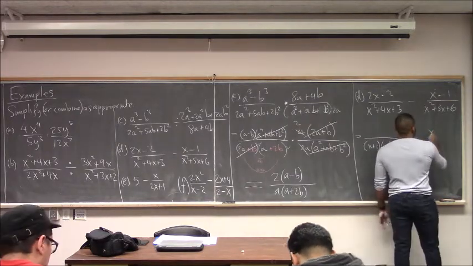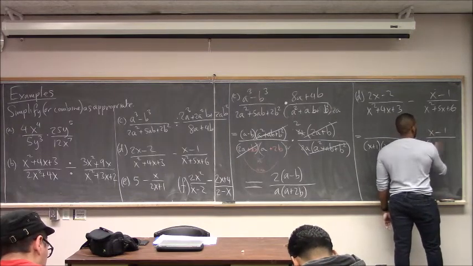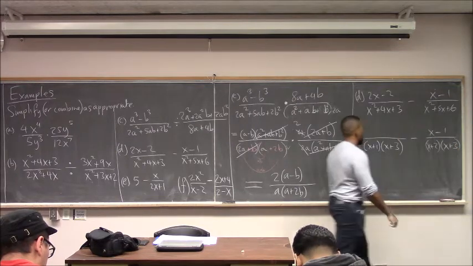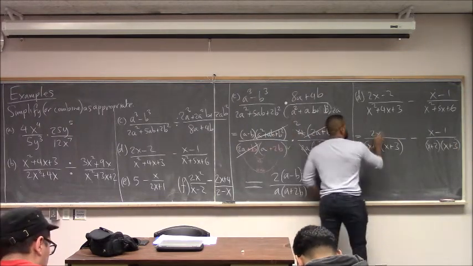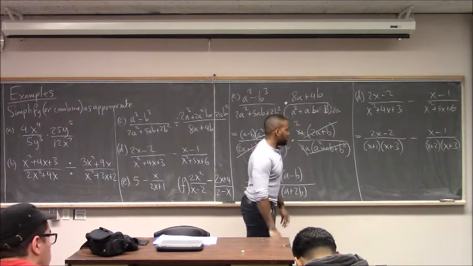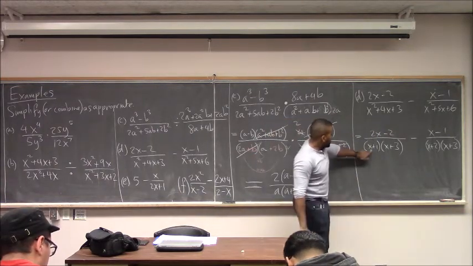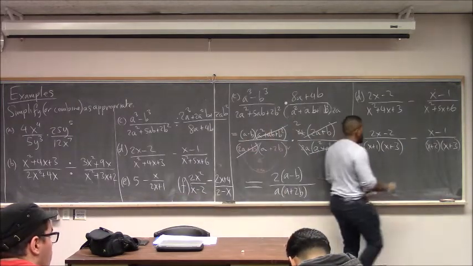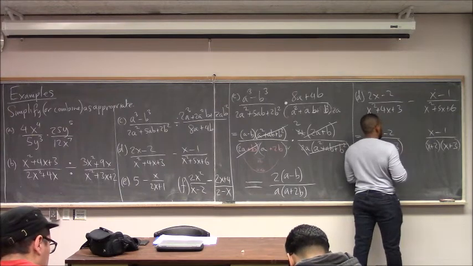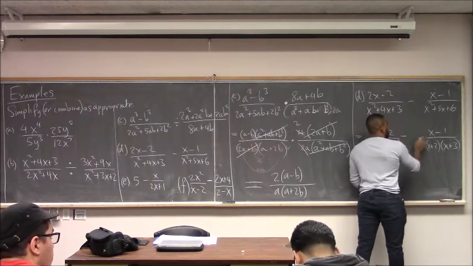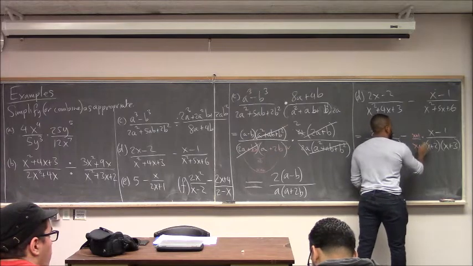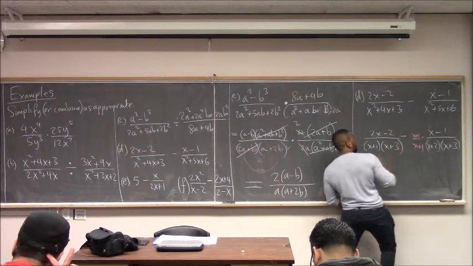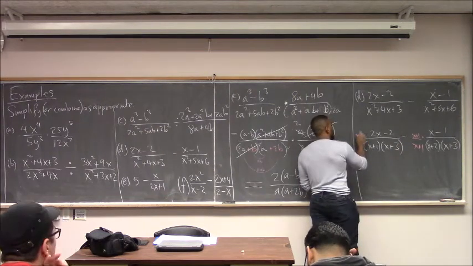I would factor this. That factors into what? x plus 2, x plus 3. So I see right away that this has an x plus 1 and that doesn't, so I can multiply and divide this by x plus 1. And this has an x plus 2 that this one doesn't have, so I multiply and divide by an x plus 2.